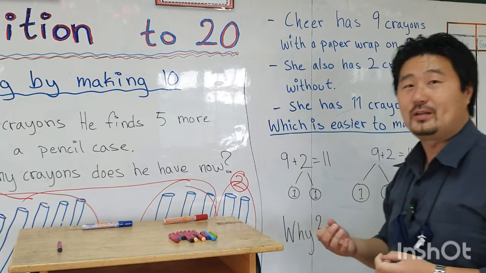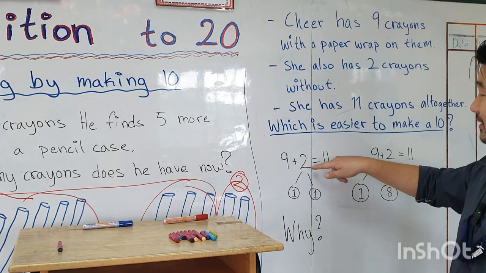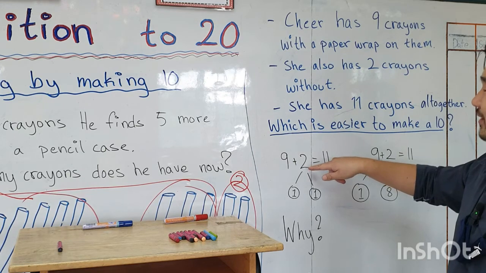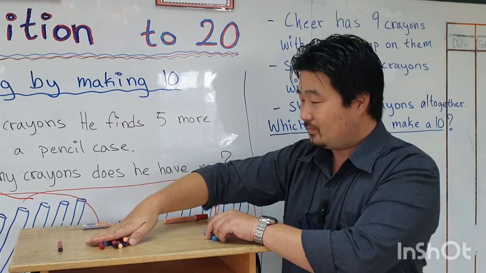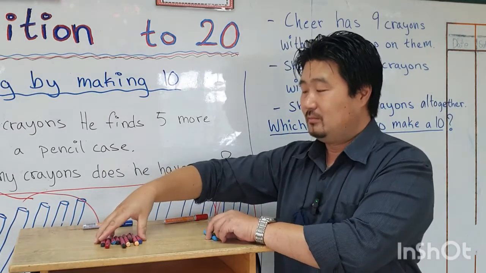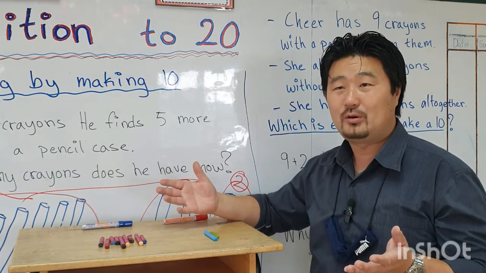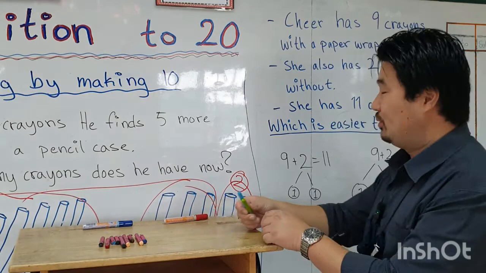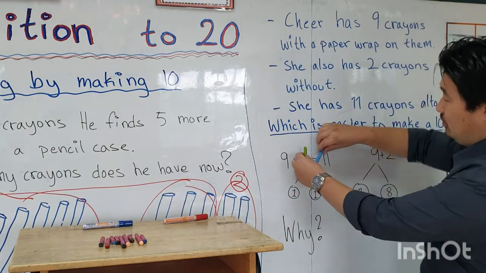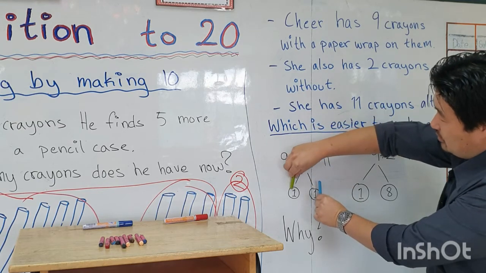Good. I do as well. I think it is easier to divide the 2 into 2 parts of 1, simply because it is a smaller number. With a smaller number, you don't have to count as much. So with the number 2, you have 2 crayons here, you just divide them into 2 parts.